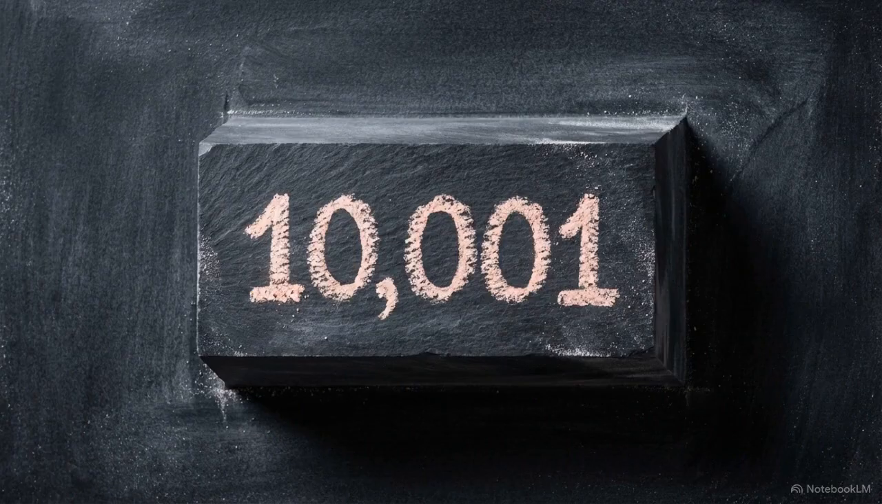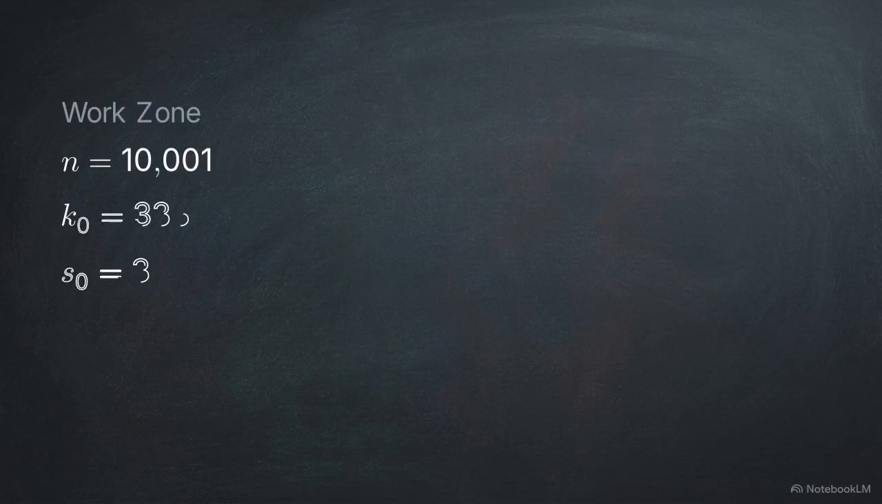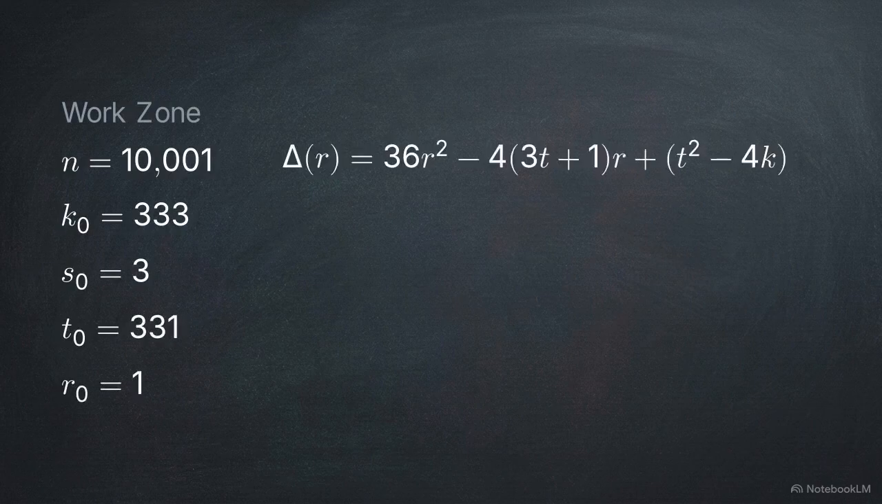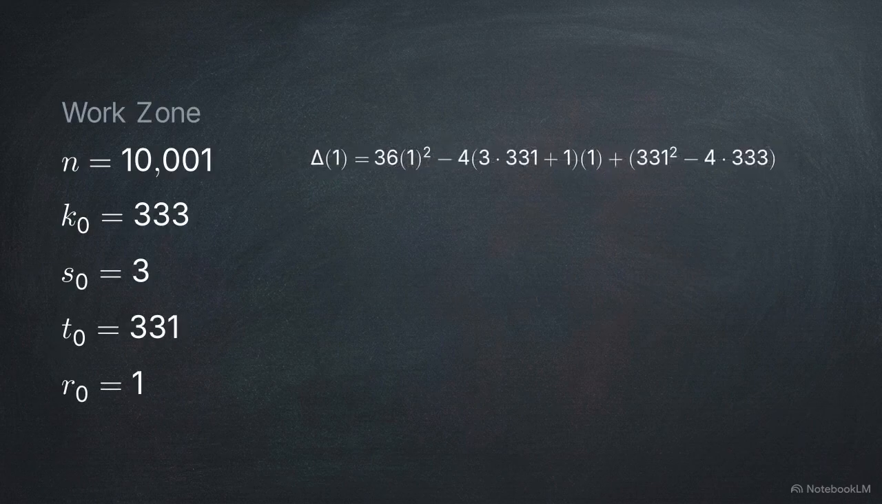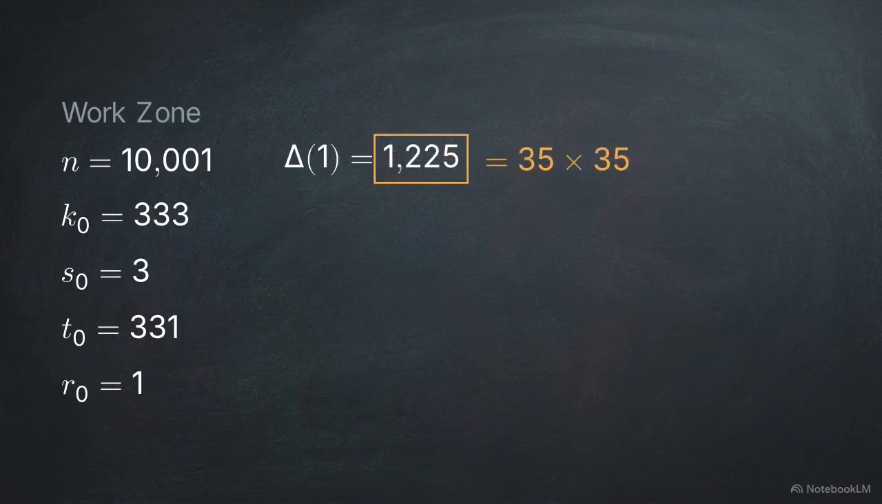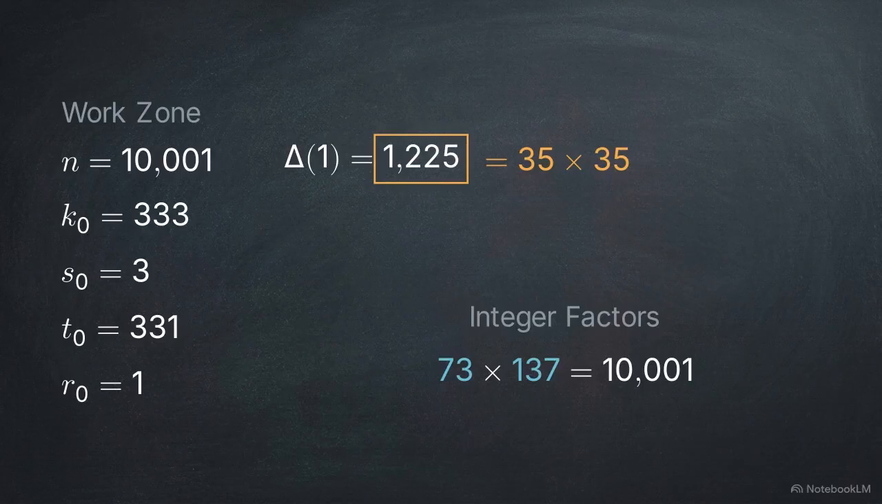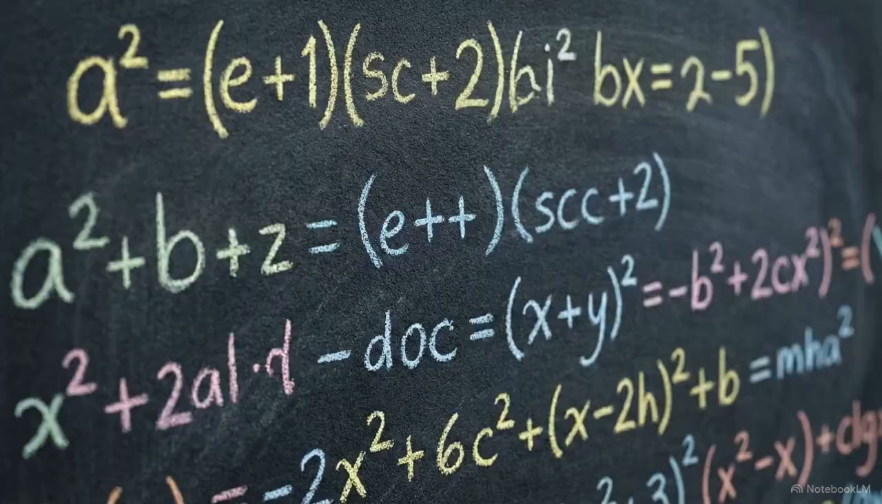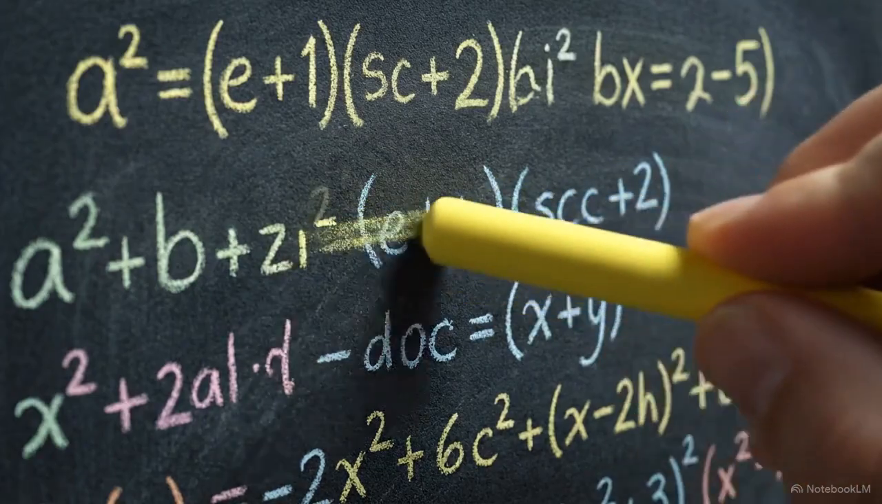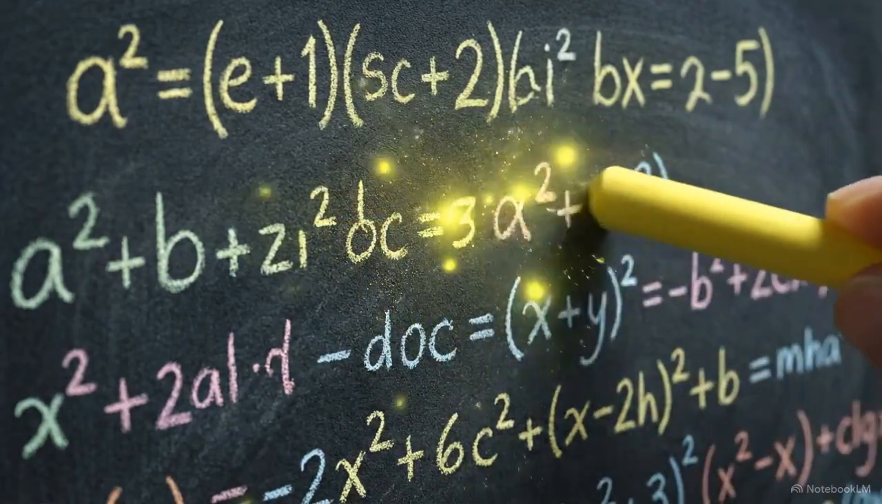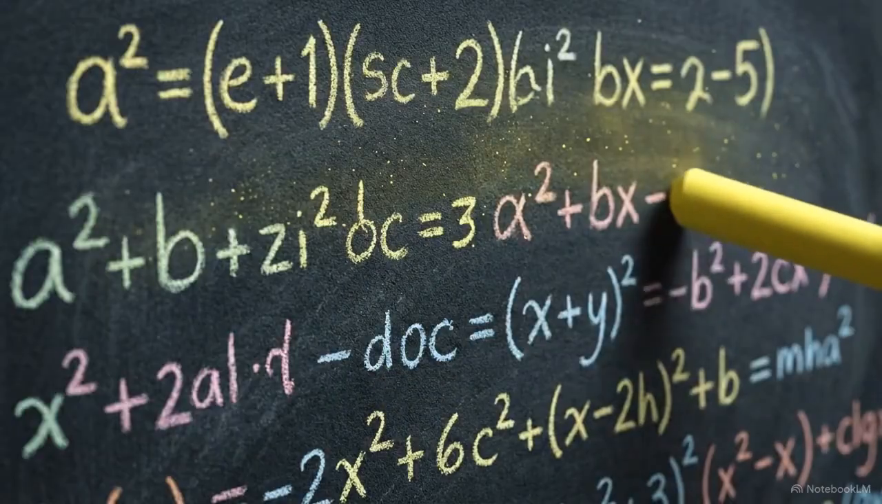Let us apply this sequence to a known composite number, 10,001. The algorithm extracts the base variables. K0 is 333 and S0 is 3. It tests the discriminant on the first iteration, where R0 equals 1. The discriminant produces a perfect square, identifying the integer factors as 73 and 137. For composite numbers, the median initialization is so precise that the proof often appears in the first few steps.